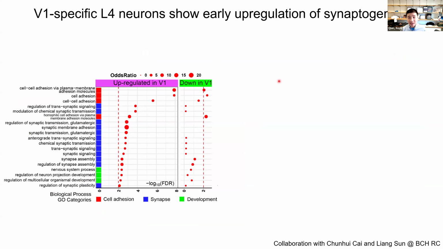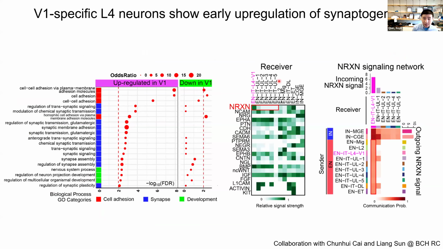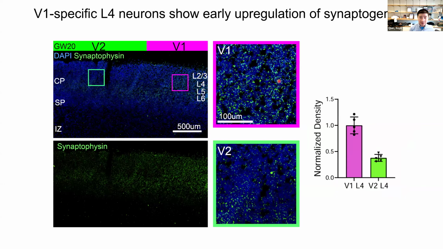We don't have a perfect explanation for why this border is happening. This is one of the topics that I really hope to build on in my independent lab to gain a mechanistic understanding. Right now we're kind of descriptive, but we can get some hints by doing some inferred bioinformatics analysis, such as gene ontology analysis, as well as receptor-ligand based cell-cell communication analysis. This is in collaboration with Chunhui and Liang at the BCH Research Computing. We did identify that the layer 4 neurons specific to V1 have a very early upregulation of synaptogenesis compared to counterparts in other cortical areas. And we were able to validate this computational analysis with direct immunostaining for synaptic puncta.